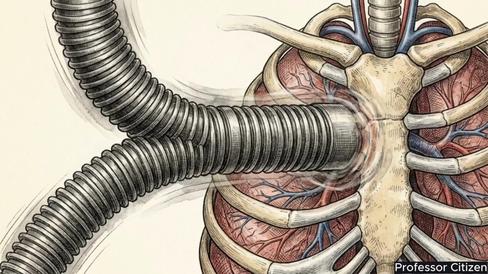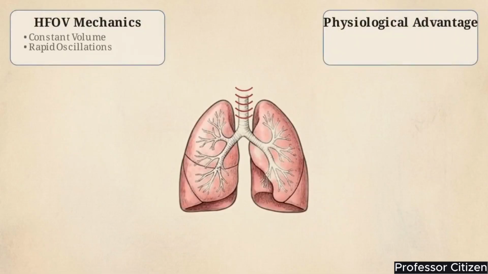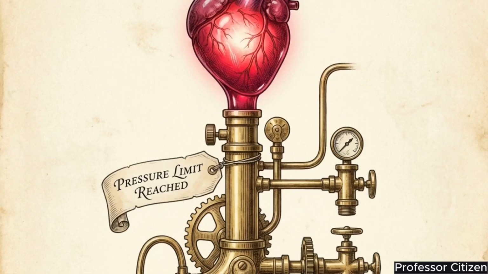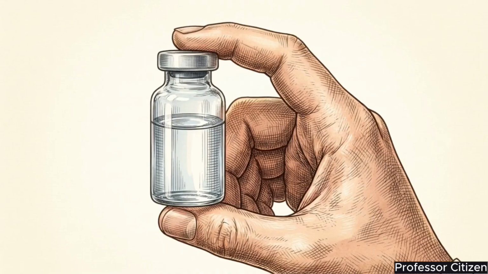For neonates with severe parenchymal lung disease who require high pressures, high-frequency oscillatory ventilation, or HFOV, is recommended. It minimizes barotrauma and enhances the delivery of subsequent pulmonary vasodilators. Mechanical pressure limits out quickly and can actively harm the patient. When standard ventilation fails to correct the hypoxemia, clinicians must escalate to targeted pharmacological vasodilation to open the pulmonary bed.